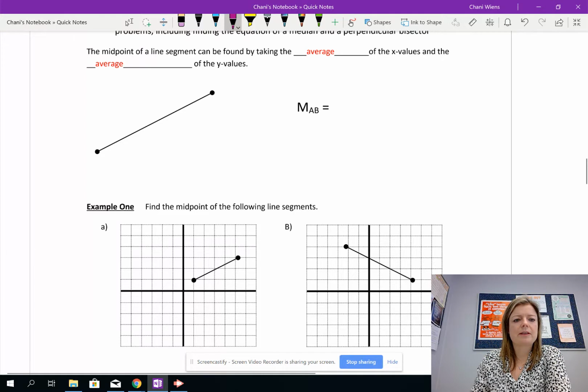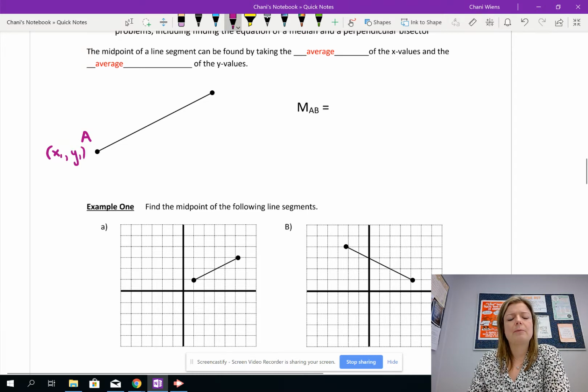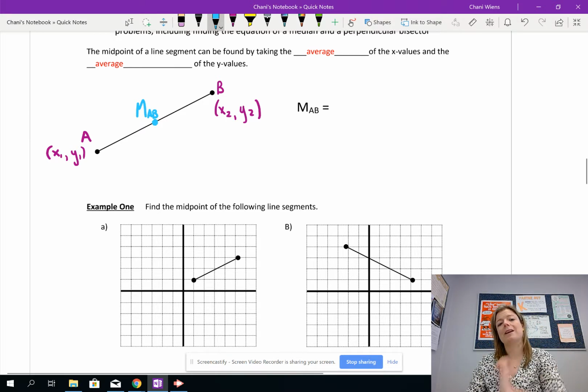So in other words, if we label this as point A and we call it x1 and y1, and then we have point B, which is defined by x2, comma y2, then we can have a midpoint. So you can estimate where you think this midpoint is. And we call that capital M with a sub AB. So remember that slope is little m.